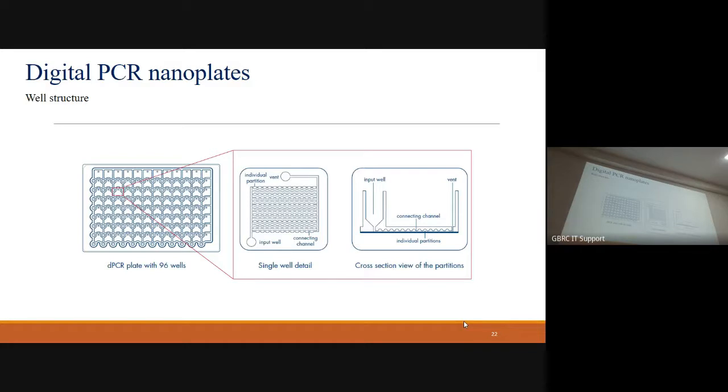What will happen? You have loaded your sample into the plate. You will seal the plate, and then you will put your plate inside the instrument. Inside the instrument, one piston will come and force this reaction mix into these channels. All your reaction mix will be distributed into these microchannels, and then it will amplify in them, and whatever extra volume is there will go out through the vent. So this is the cross-section view of all these partitions.